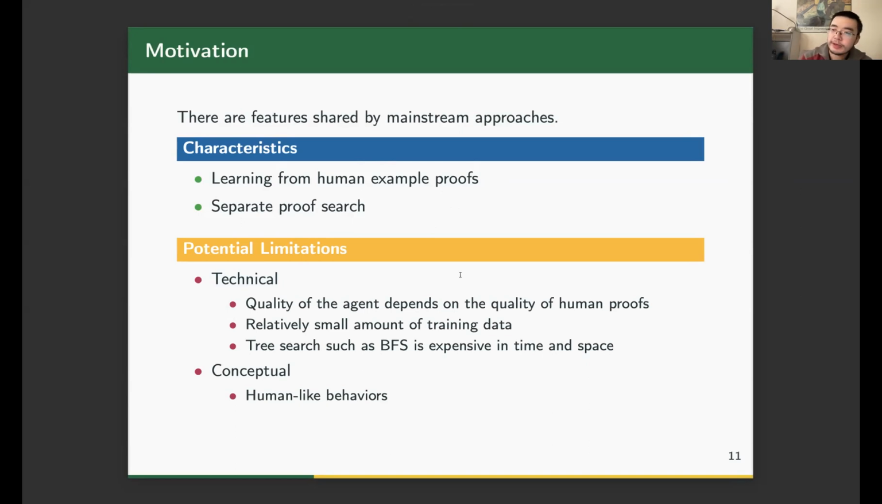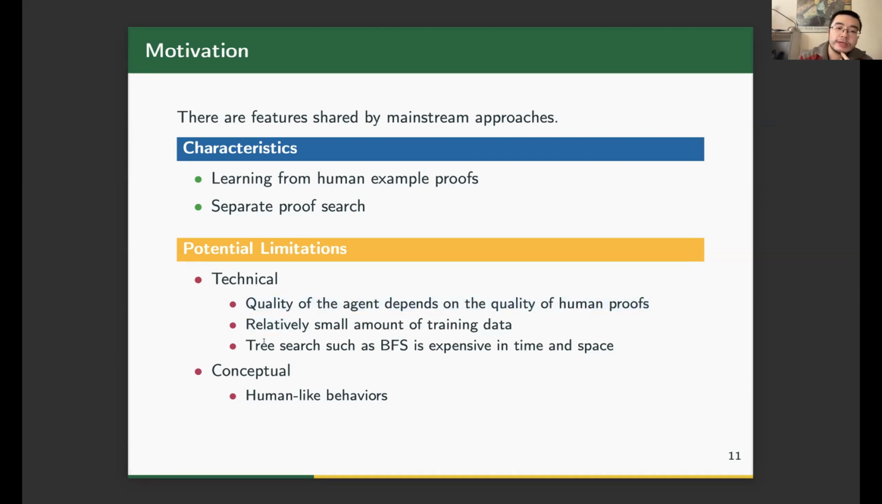What we mean by that is that the proofs in the library are not optimal, are not the shortest. They only reflect the particular knowledge of the author, right? A different human author may have different proofs, but in the library you only see one of them. So the agent you train is likely to be biased.